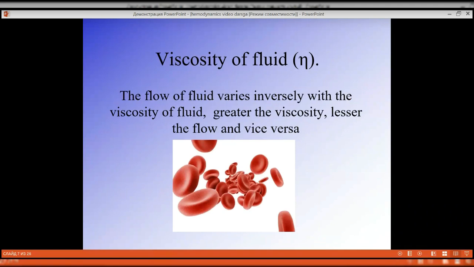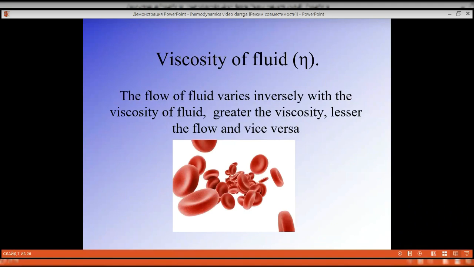In some pathological cases, the viscosity of the blood increases. It means that if the viscosity is high, we have low Q, or blood flow. The viscosity can always affect our blood flow.